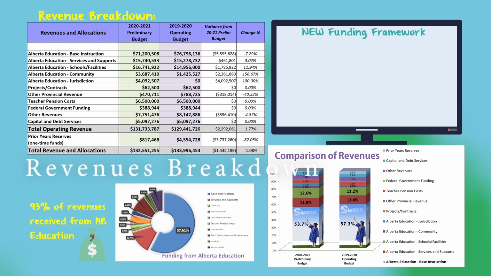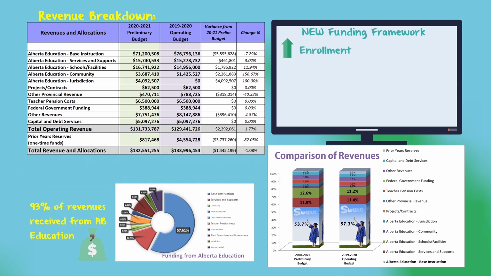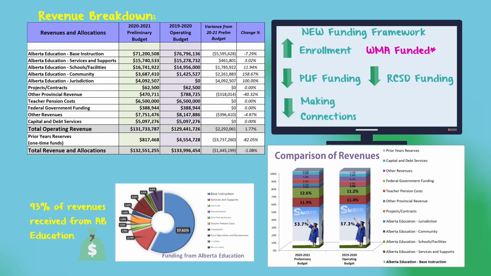The new funding framework has also had the following major effects. There was an increase in student enrollment. However, these increases are limited to the weighted moving averages. There was a reduction in the PUF funding. The RCSD funding and supports were eliminated. A couple of the Making Connections programs were not renewed currently for 2020, and the division had a significant increase in the plant operation and maintenance funding.